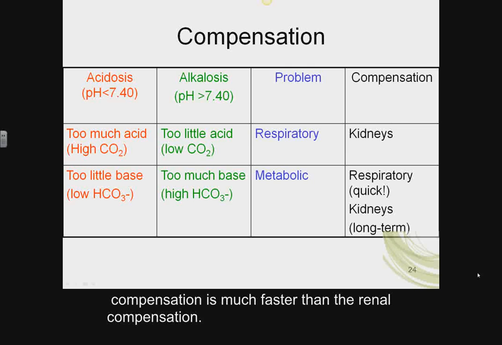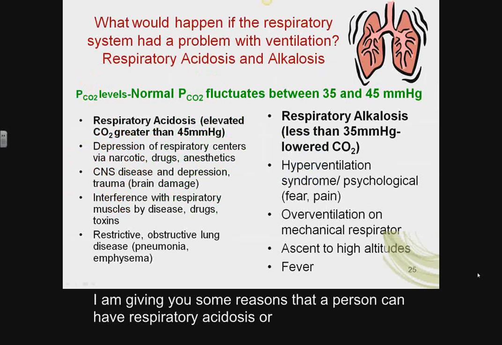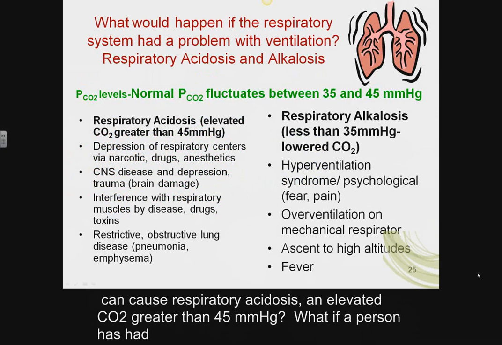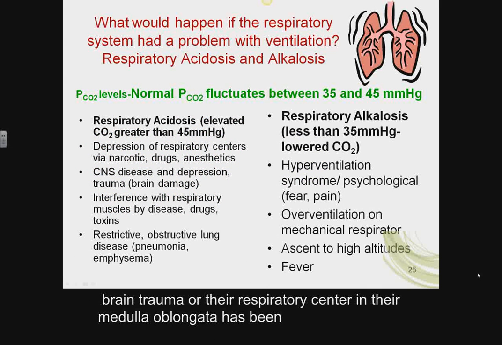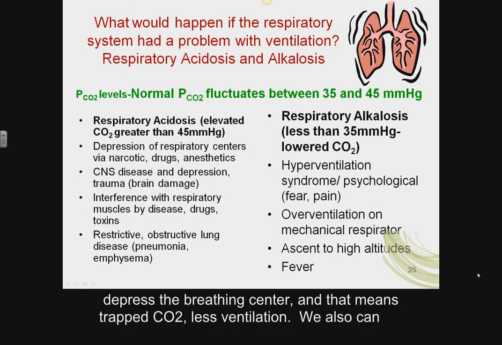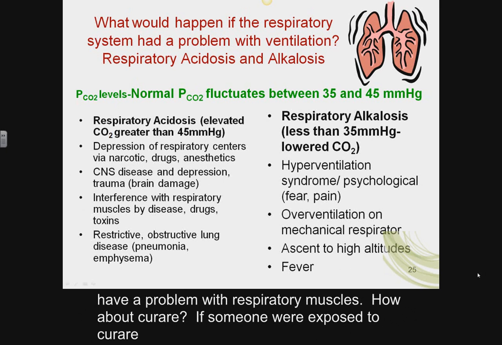I am giving you some reasons that a person can have respiratory acidosis or alkalosis. Again, your job is to remember normal values for CO2. It is 35 to 45 millimeters of mercury. What can cause respiratory acidosis? An elevated CO2 greater than 45 millimeters of mercury. What if a person has had brain trauma or their respiratory center in their medulla oblongata has been compromised, say due to an overdose of narcotics or too much anesthesia? That would be anesthesia. That can depress the breathing center, and that means trapped CO2 and less ventilation.